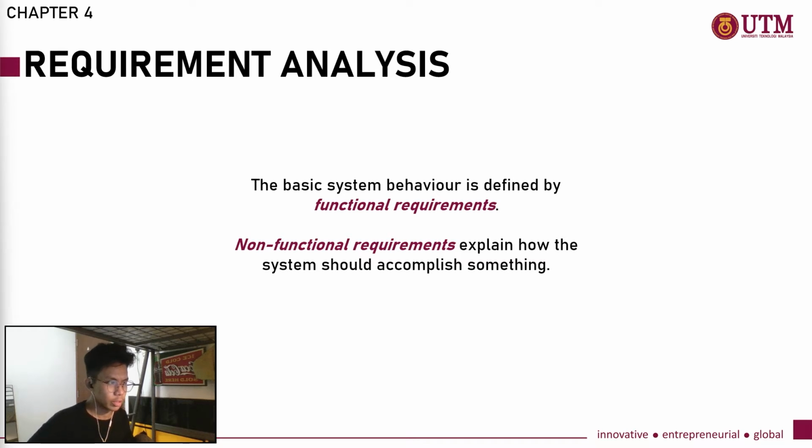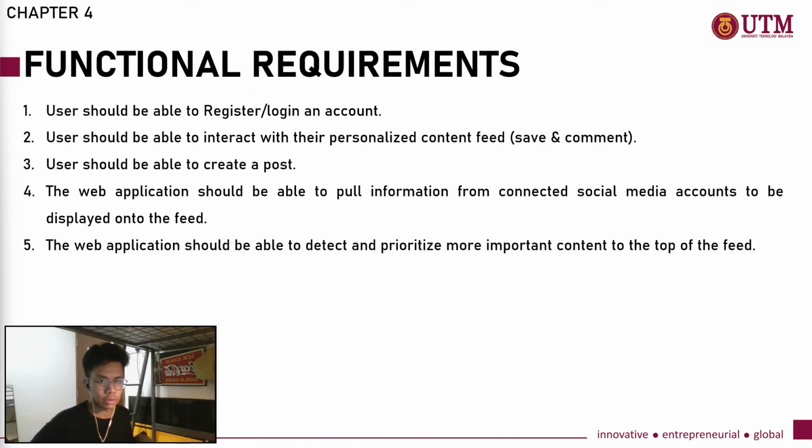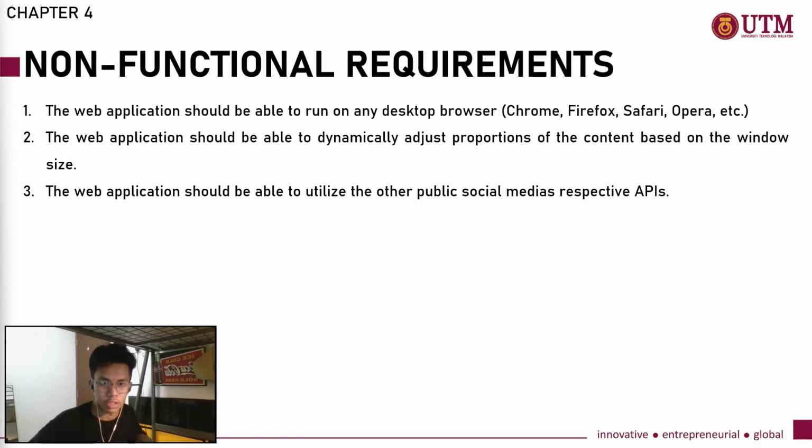The basic system behavior is defined by functional requirements, and non-functional requirements explain how the system should accomplish a certain task. So here are the functional requirements: logging in and registering, interacting with the content feed, creating a post, fetching information from connected social media accounts, and also detecting and prioritizing important content to the top of the feed.